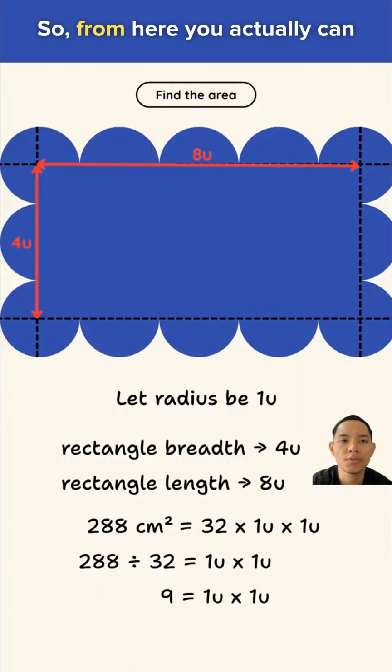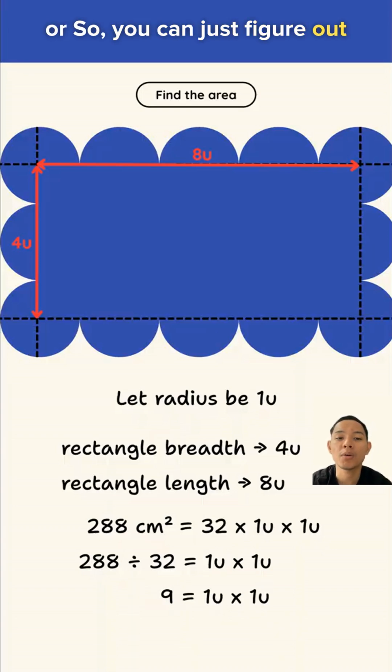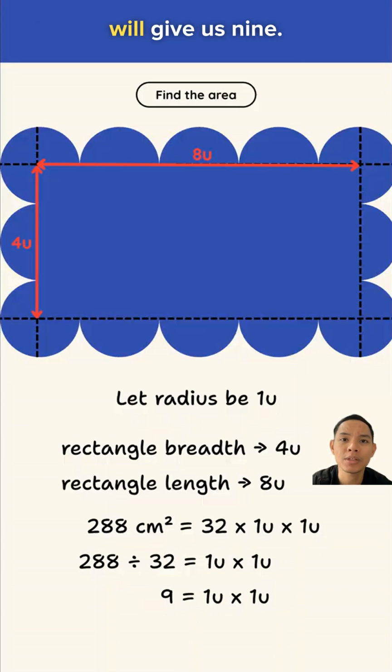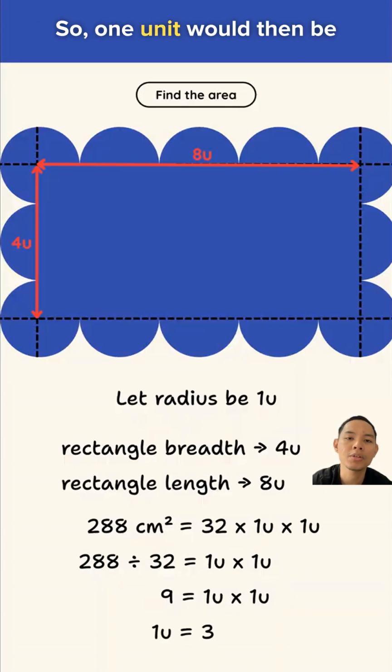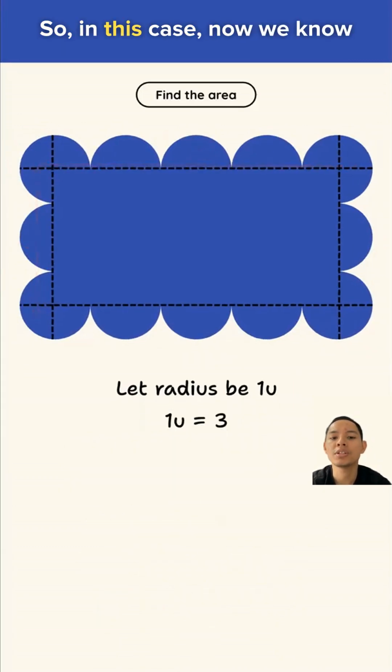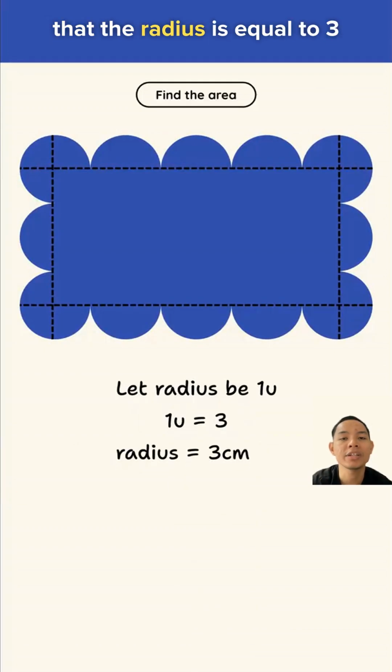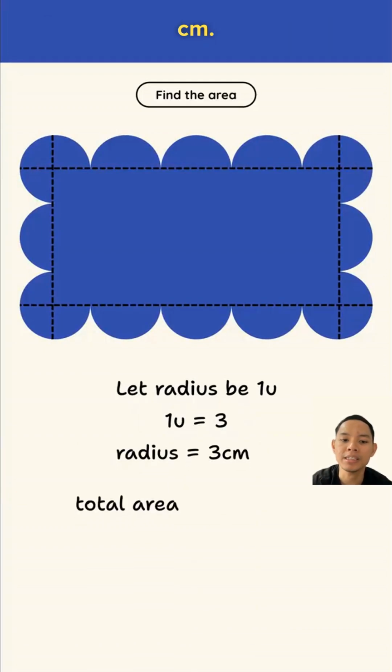1 unit. From here, if you have learned square root, you can use square root, or you can just figure out what number multiplied by itself will give us 9. So 1 unit would then be 3. In this case, now we know that the radius is equal to 3 centimeters.